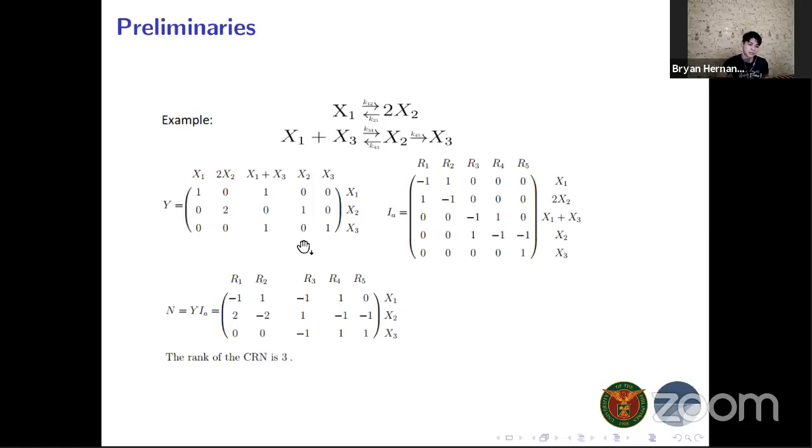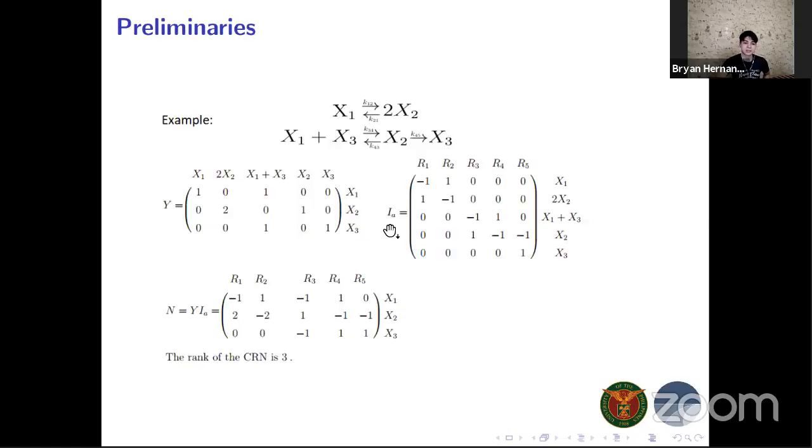So this is the molecularity matrix. Again, the molecularity matrix is indexed by the species and then the complexes. These are the complexes. Of course, the species are x1, x2, and x3. And for the complexes, you have x1, 2x2, x1 plus x3, x2, and x3. So for a particular complex, say x1, we just get the stoichiometric coefficients. So you have 1, 0, 0, and then for the second complex, 2x2, you have 0, 2, 0. And then you're going to do that for all the complexes.